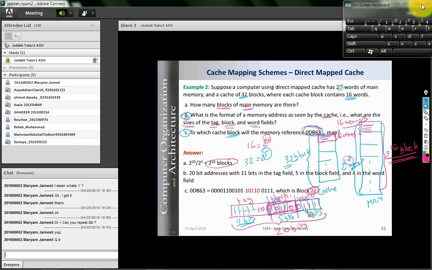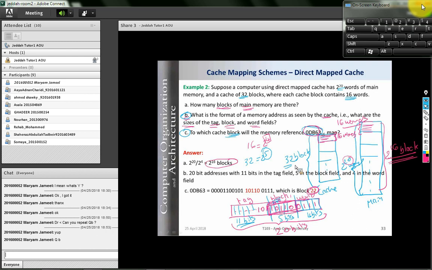To find the number of bits of the first field, which is the word, we have to know the number of words per block. We have 16 words per block. 16 is 2 to the power of 4, so we need 4 bits to select one of these words. So the word field is 4 bits. Why 4 bits? Because we have 16 words per block, and we need 4 bits to select one of these 16.